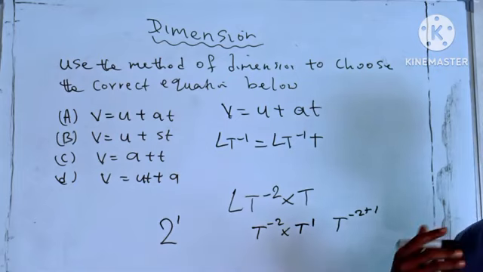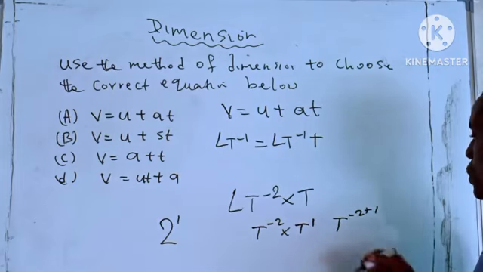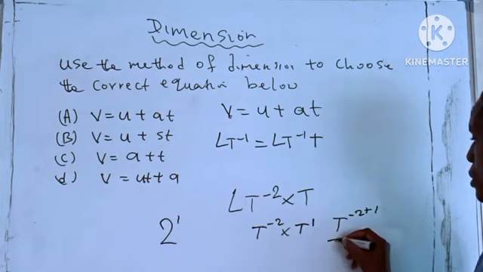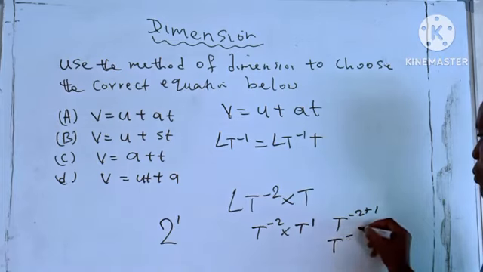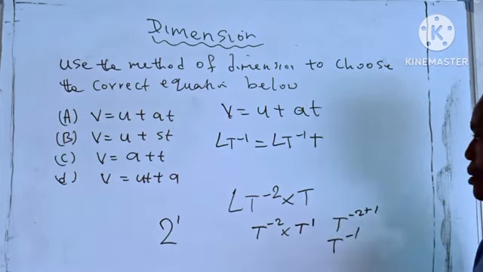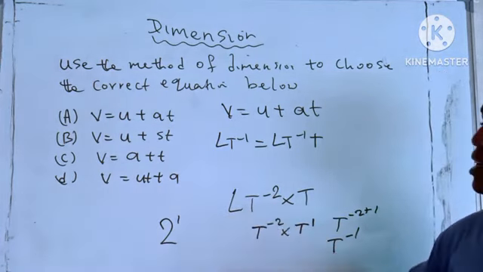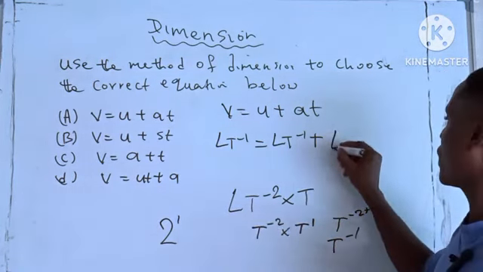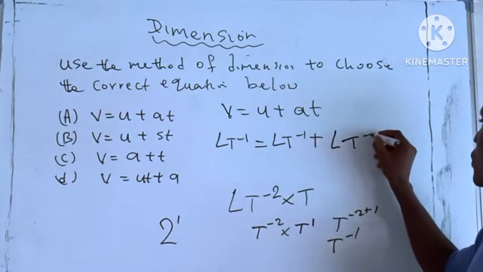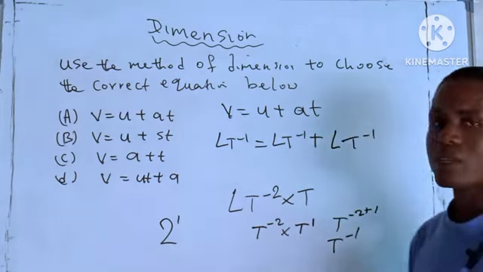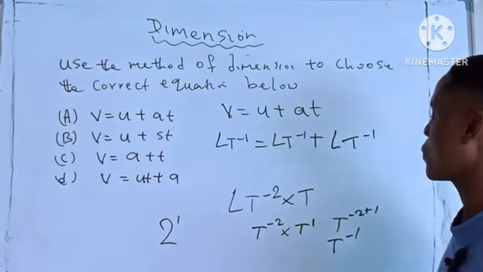Minus 2 plus 1 is what? Is minus 1. So it will now be t raised to minus 1. Are you getting it? So take note, we still have L here. So it will now be L t raised to minus 1. Are you getting it now? Lt raised to minus 1.